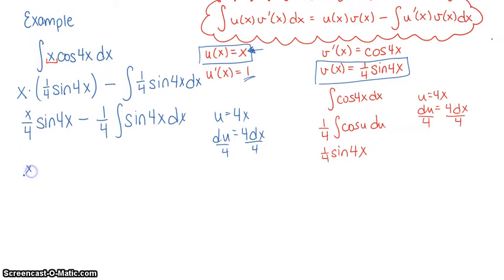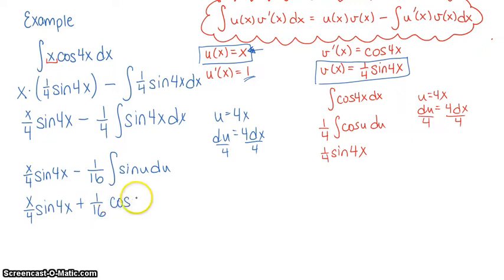So we're going to then get x over 4 sine 4x minus, and if we substitute in here u and our du over 4, we actually get 1 over 16 integral of sine u du, and then plug in sine u. The integral of that becomes then, so sine goes to the negative cos, so plus 1 over 16 cos of u. U in this case is 4x plus c.